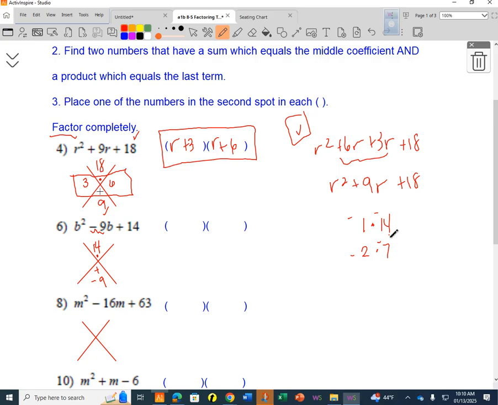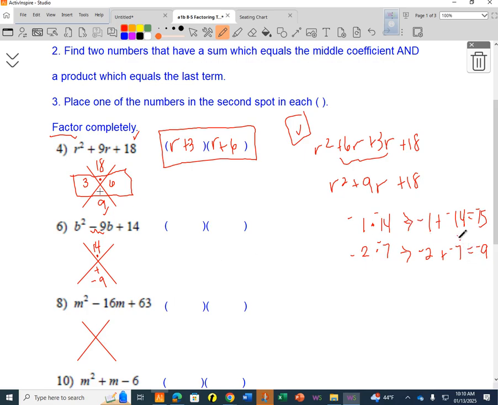Does that make sense, Tunisia? Does that make sense, Brandon? Okay. So now we've got the factors of our last term listed. If you add negative 1 and negative 14, you get negative 16. That's not our middle term, right? But if you add negative 2 and negative 7, you do get negative 9, and that is our middle coefficient. Does that make sense, Keishan?